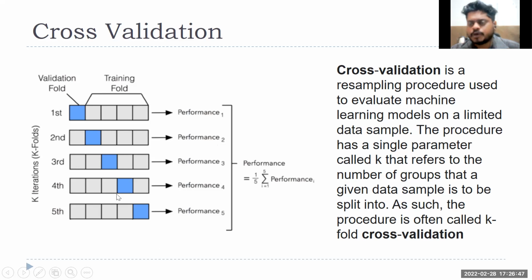Let's say I created 5 models, that is where it is known as k-fold cross validation. The number of folds is the number of times you are iterating. Then any questions or any doubt on this?